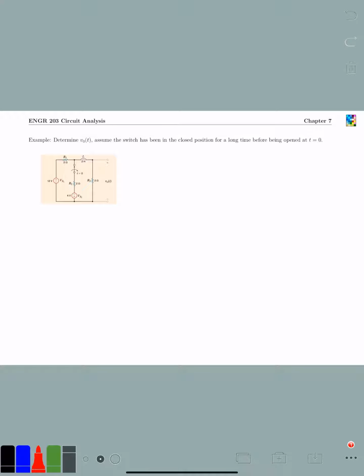Okay, so here we have another circuit here. It's another first order circuit. We have an inductor here. This time we're trying to find this voltage V0.